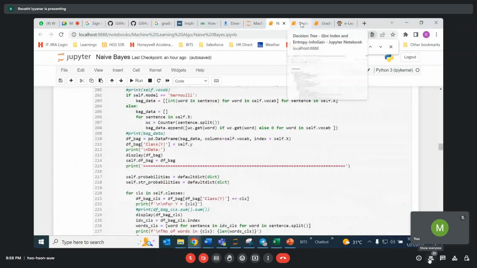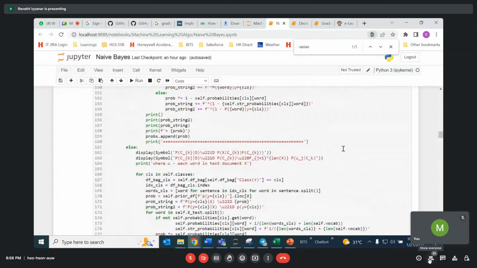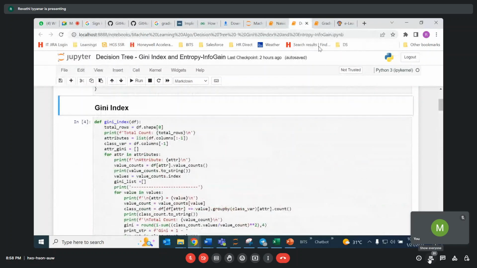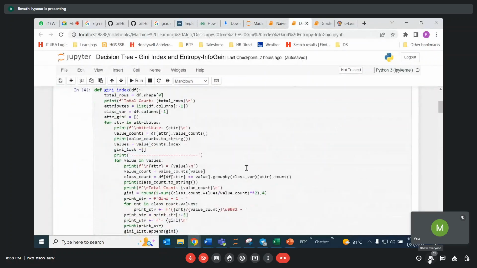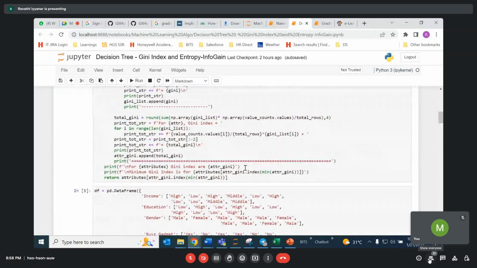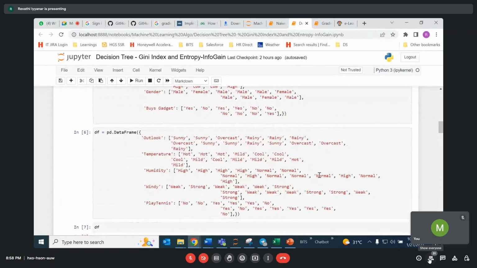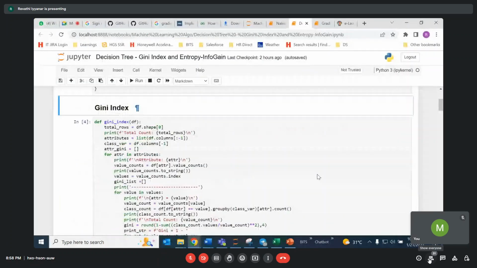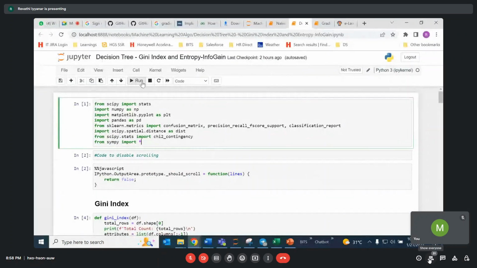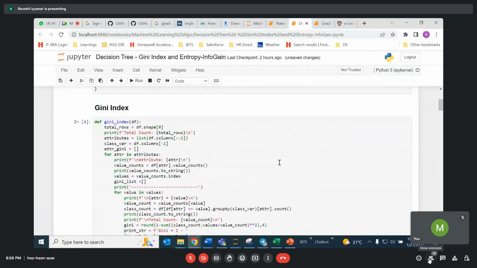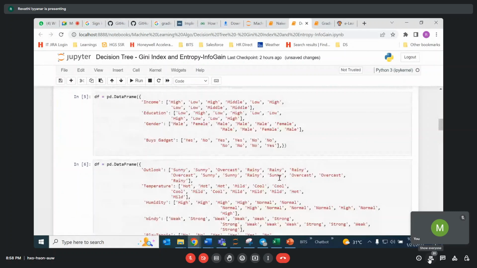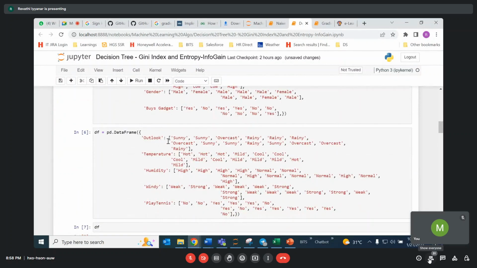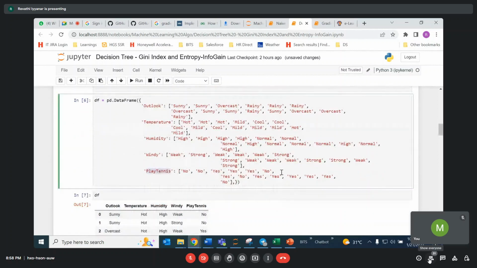Do you want to look at the decision tree? Yes. This was pretty long. Here he validated with the 2 data sets. Looks like income, education, gender, and this one is play tennis.